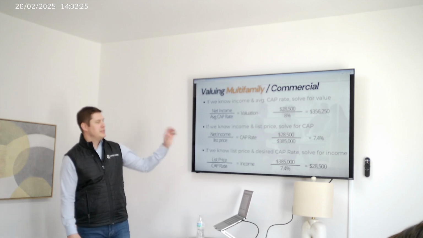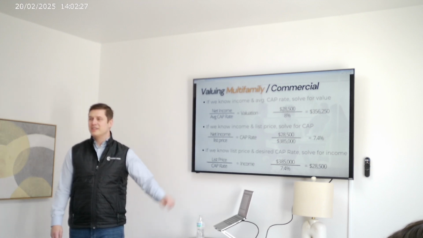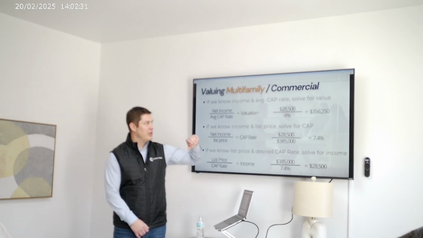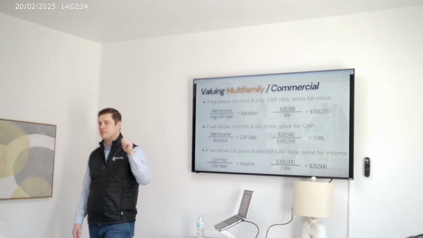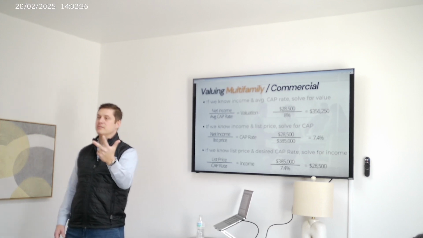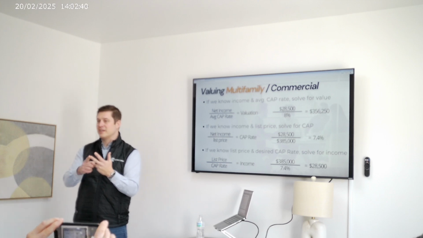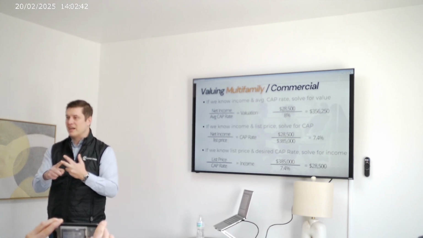Okay, so this looks like there's a lot going on here. There are 3 different bullet points, so just stick with me on the top one. When doing a cap rate, there are 3 variables: the price, the income, and the percent. If we know 2 of them, we can solve for the third one, right? We're going back to 2nd grade, 3rd grade math here. You've got to solve for X.